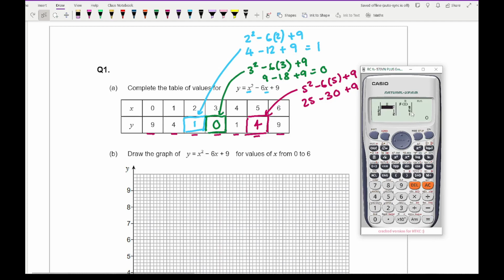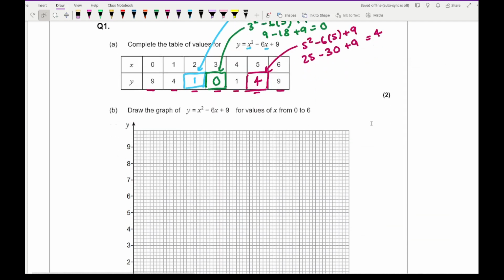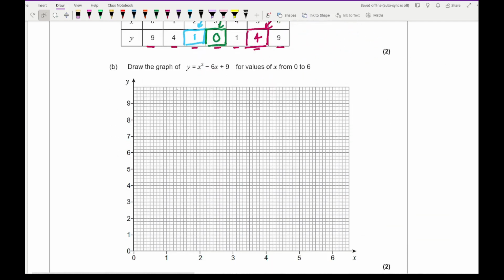So you can see I've got 9, 4, 1, and then the next number, which is 0, which is correct. Next one is 1. So on the next values we had to calculate, it's 0, then it's 1 again, then it's 4, and then it's 9. So absolute spot on in terms of the calculator agreeing with my non-calculator values. And so let's just reset that. And there we go. So the next thing we then need to do is to plot the coordinates.